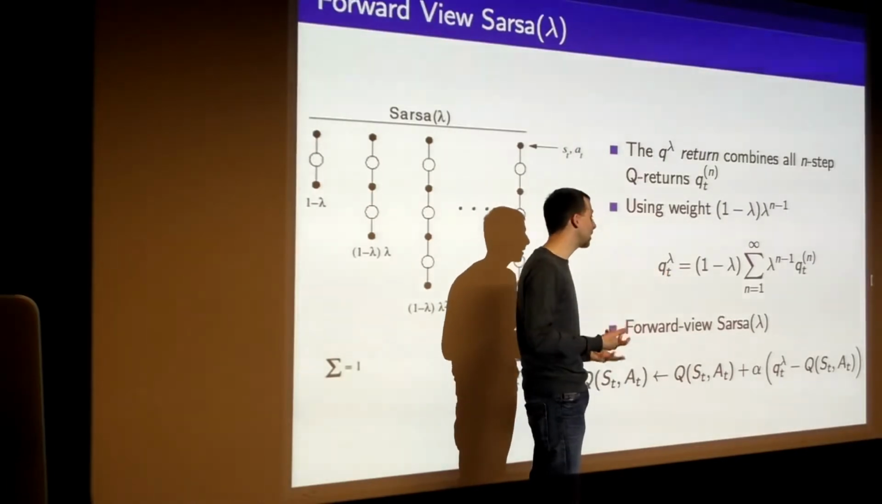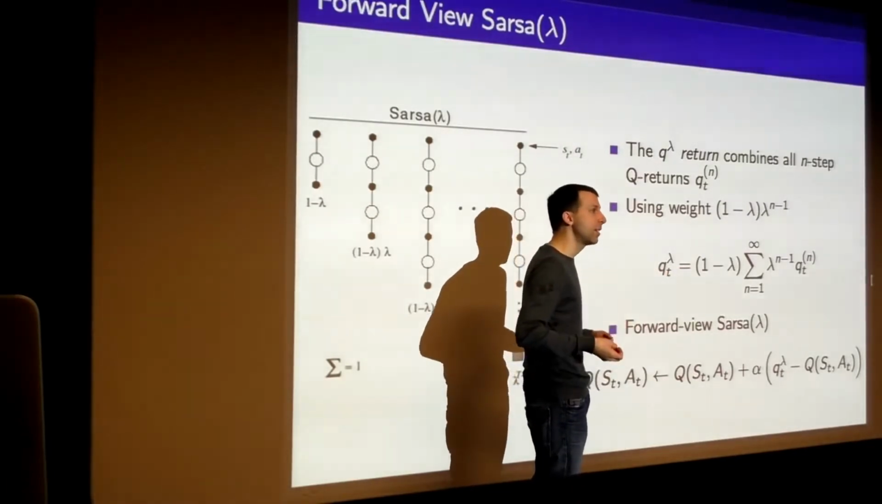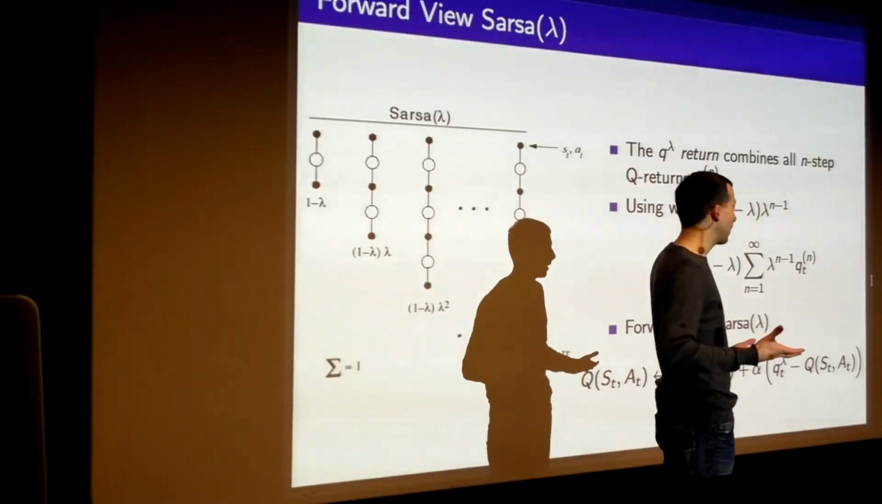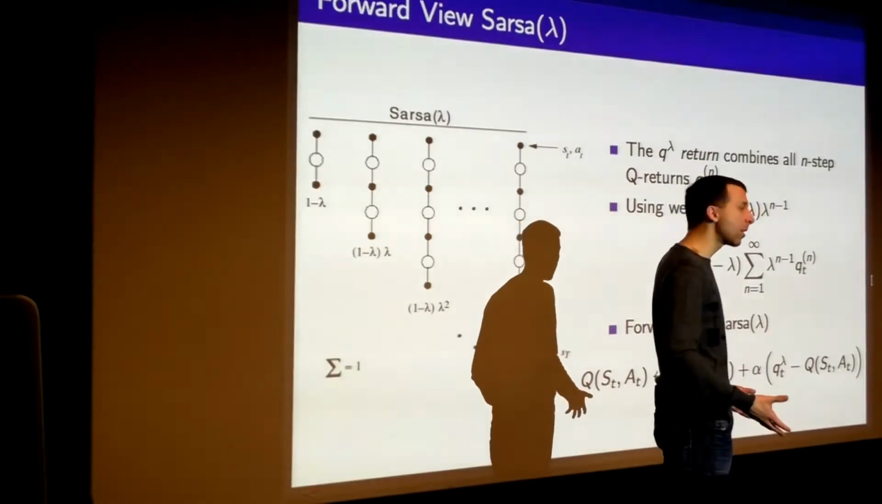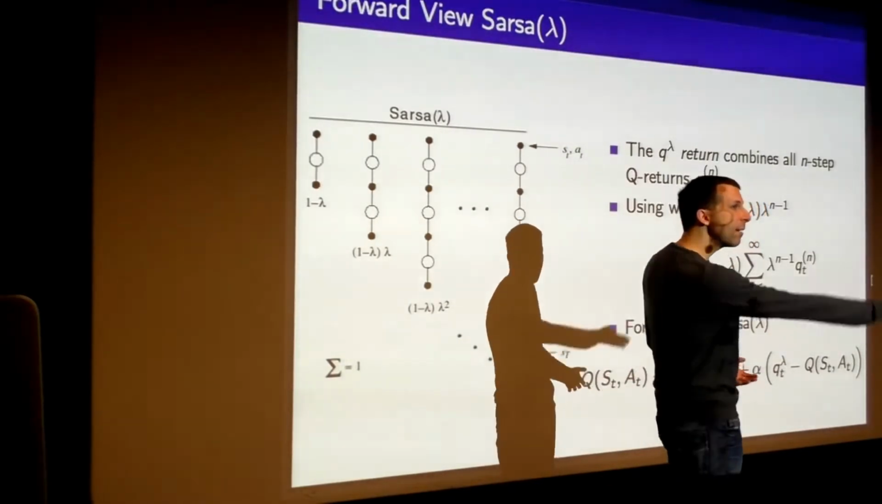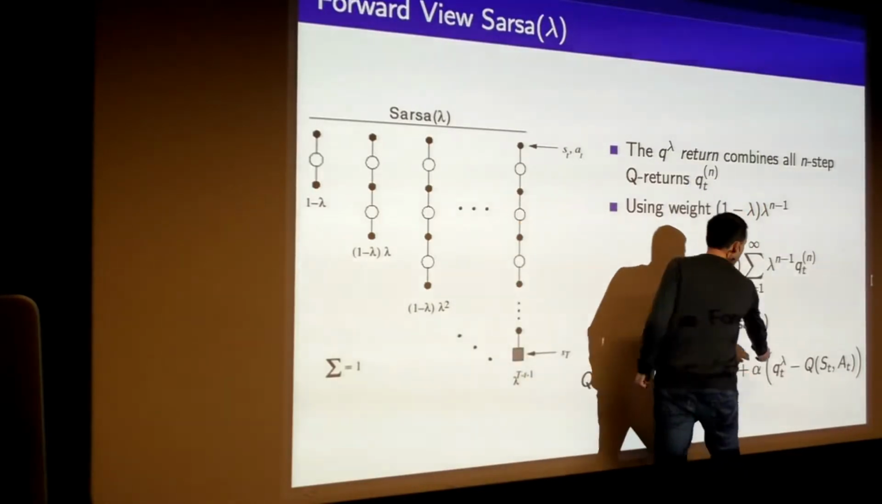This isn't an online algorithm. It's not something where we can take 1 step, update our Q value, and immediately improve our policy, because we have to wait until the end of the episode to be able to compute our Q lambda.